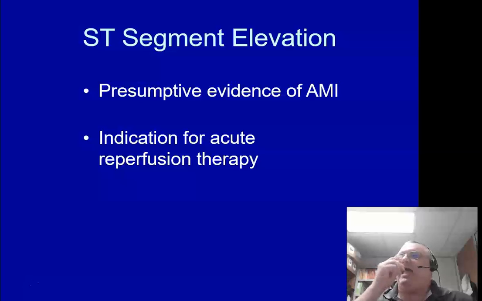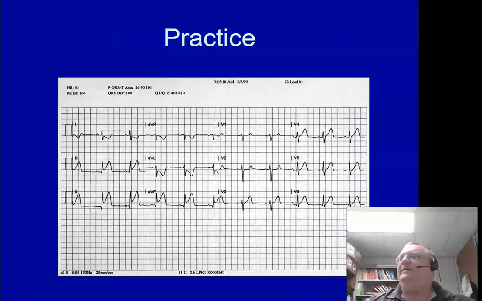All right, if we have ST segment elevation, we're going to presume that there's evidence of AMI. There are some mimickers out there, but I will tell you that the mimickers are really easy to spot, okay? And then the indications for acute reperfusion therapy. These are the folks that you take to the cath lab. Now, let's take a look at this guy.